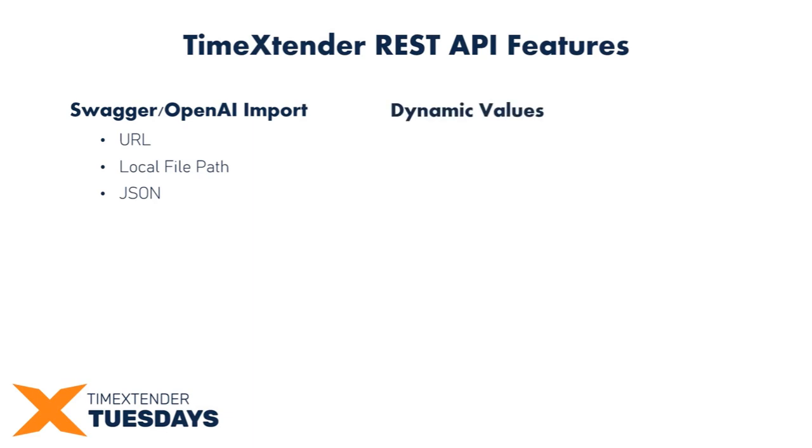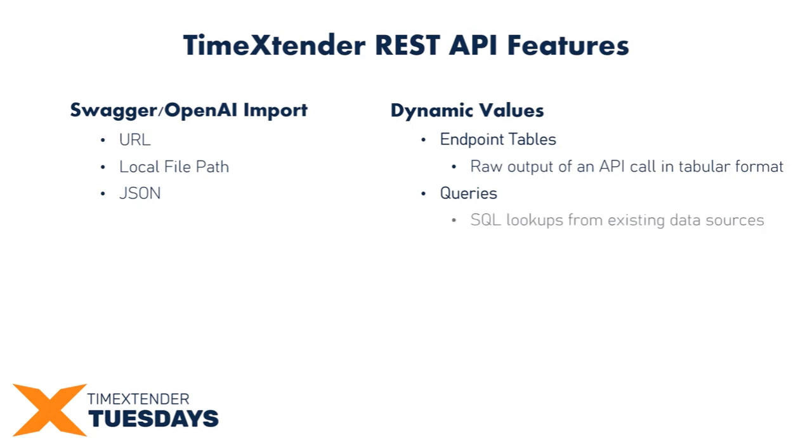Next, we'll look at dynamic values, which are a way of passing information to our endpoints using either endpoint tables, which capture the raw output of API calls in tabular format, queries, which allow SQL-based values to be pulled and transformed from existing data sources, such as a modern data warehouse, and endpoint queries, a way of passing parameters dynamically using SQL scripts without the need for a data source. We'll be using this last option to feed in our list of 100 airports to these endpoints.